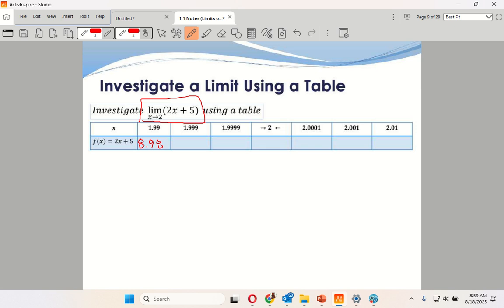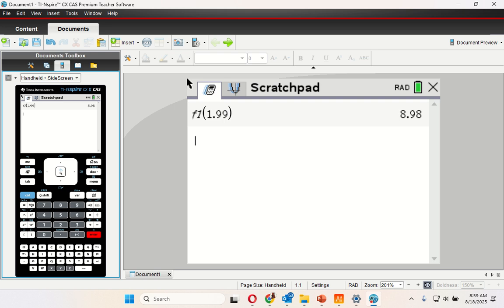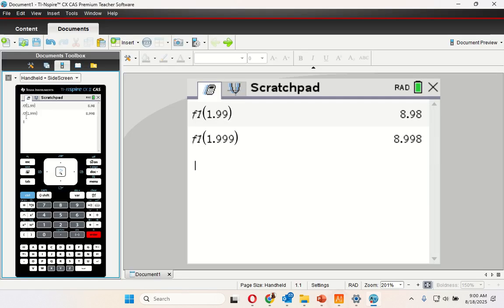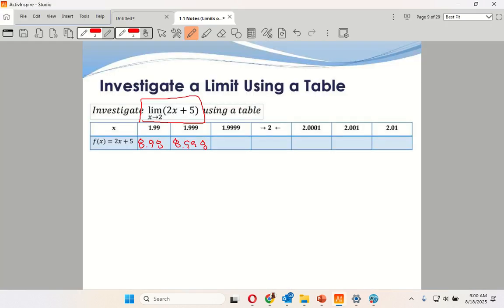Next one is 1.999. So again, vars, function 1, 1.999, 8.998. This one, next one has 4 nines. 8.999. Say it again. 8.999. Okay, thank you. So 8.9, like that, right?